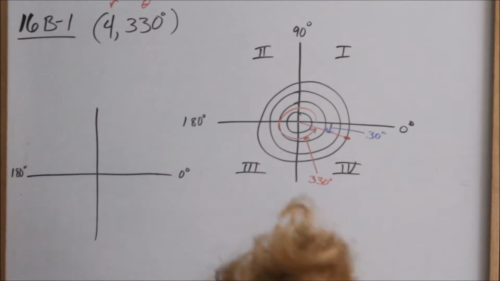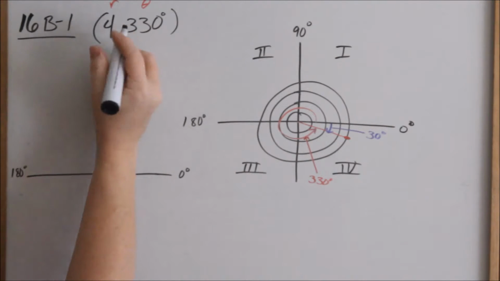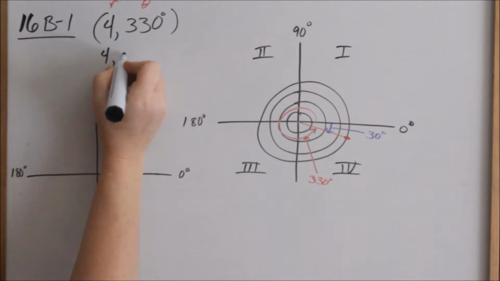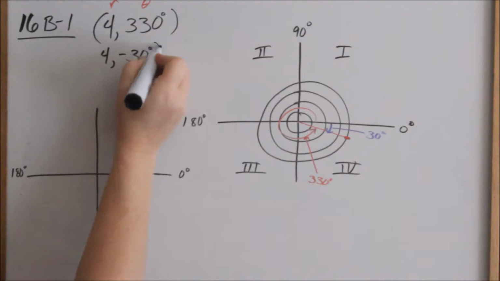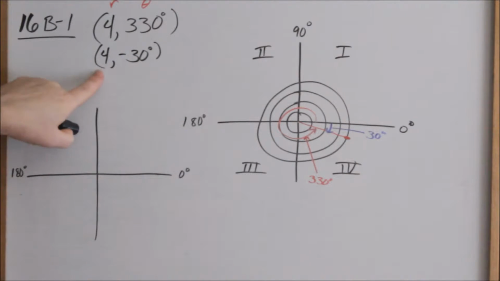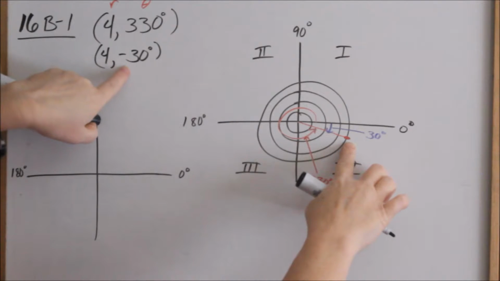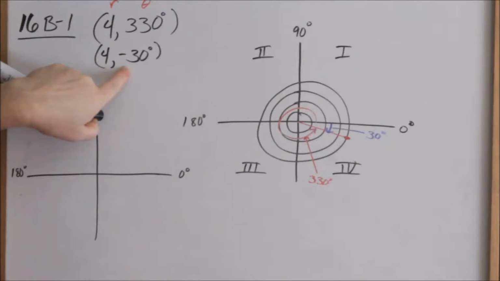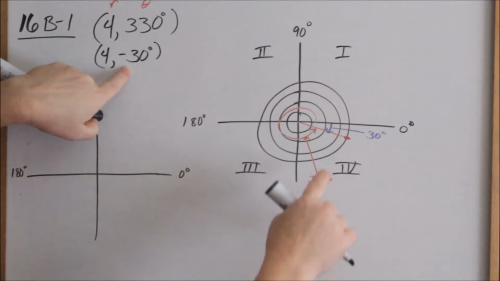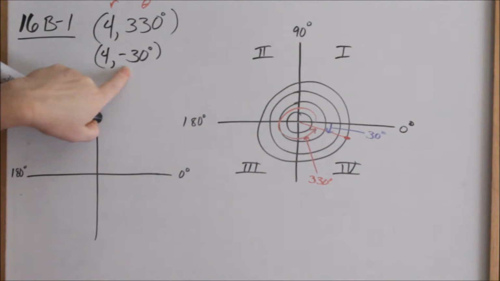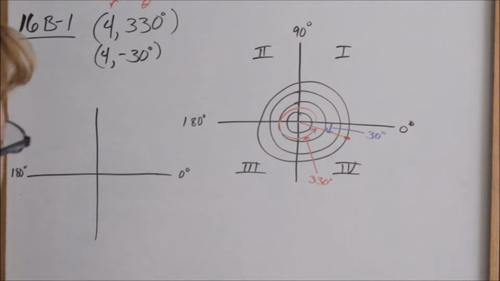direction, so we can also write this coordinate as 4, but a negative 30 degrees. We still are out 4 units for the radius, but now we're rotating in a clockwise direction in a negative 30 degrees. That would still put us in quadrant 4. So we're going to write it 2 more ways. How else do we write it?